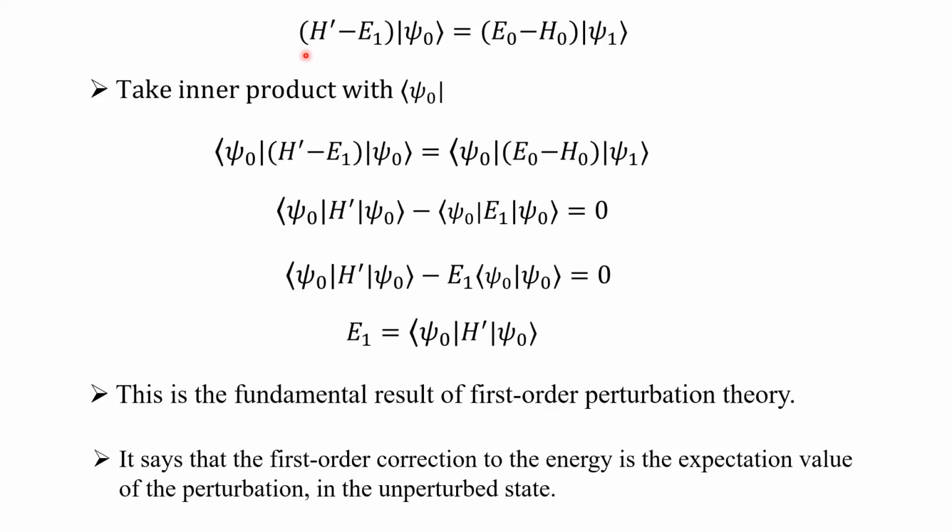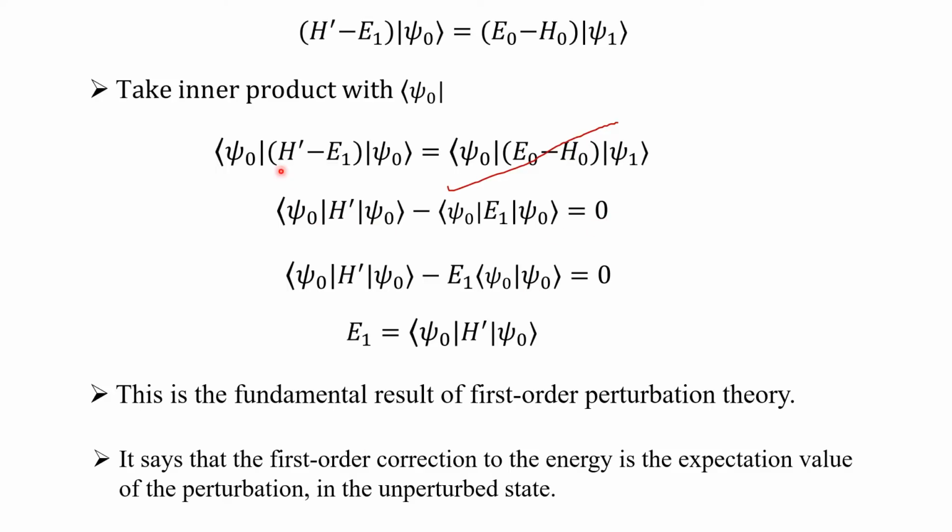Now we got this expression, that is H prime minus E1 acting on psi naught is equal to E naught minus H naught acting on psi 1. Now you take an inner product with bra psi naught on both sides. So on the left hand side you will get <psi naught|H prime minus E1|psi naught>. On the right hand side you will get <psi naught|E naught minus H naught|psi 1>. According to the orthonormal property, you are taking the inner product of psi naught with psi 1, so naturally this will get cancelled. This will become 0, so the right hand side will become 0.